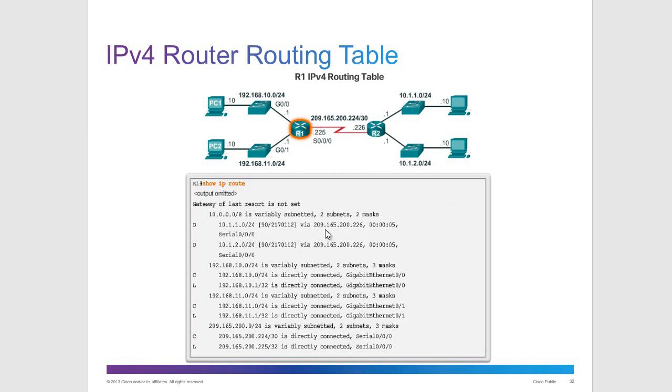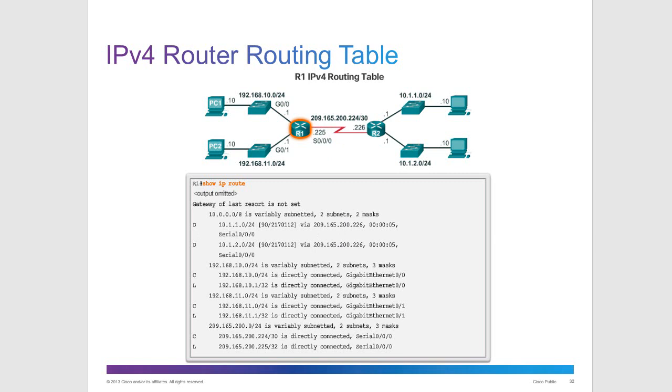Same device shared the information about 10.1.2.0 with your router. It learned 10.1.2.0, which is the network over here, from R2, which is 209.165.200.226. Again, this number comes from 209.165.200. The actual host address of this R2 interface is 226. That's where you get the 226 from. That's where that information comes from.